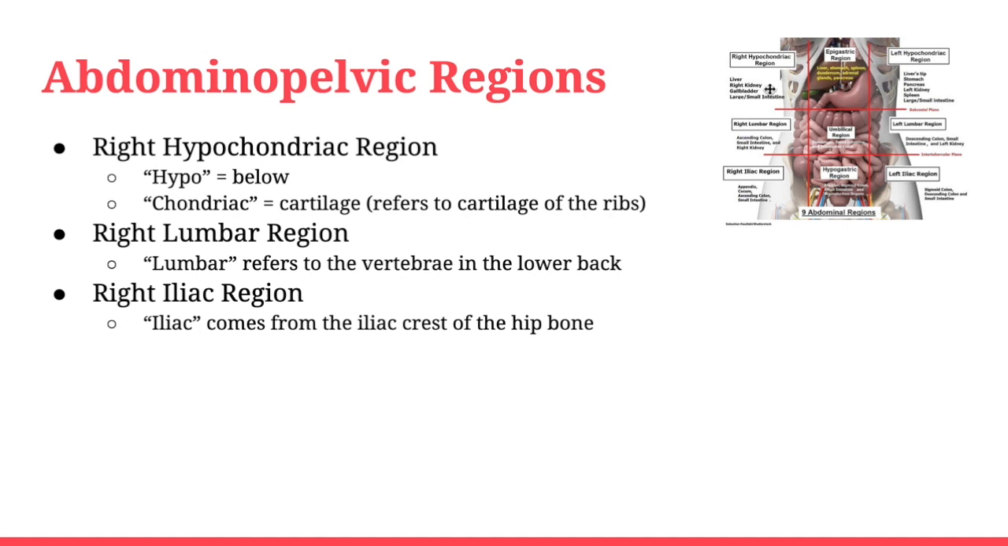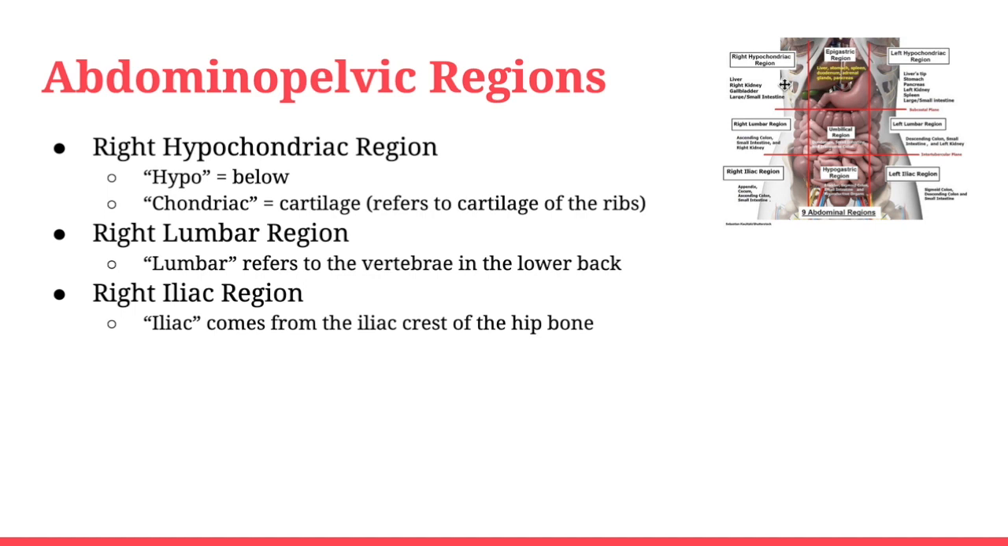They're going to be, the 3 on the right and the 3 on the left are going to have right or left in front of their name. And then the ones that go down the center don't have a right or left because they're in the middle. So the upper 2 on the outside are both going to have the same name, just right versus left. Same thing with the middle outer 2, the same name but right versus left. And then the same thing with the bottom outer 2, the same name, just right or left. So the right hypochondriac region is up here, would be this upper region right there.